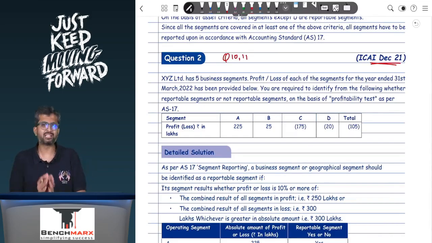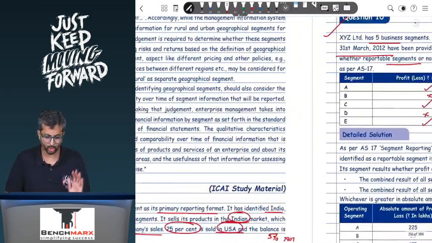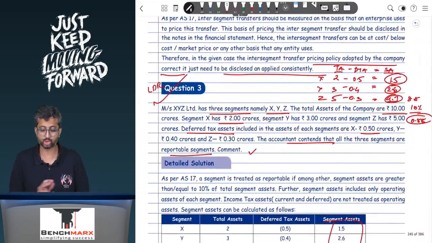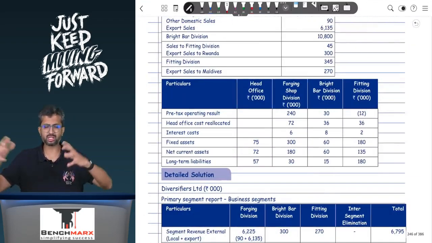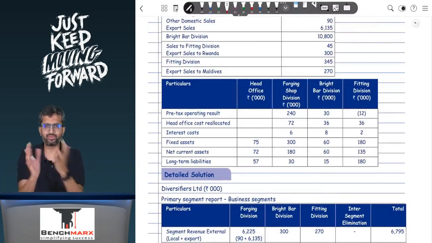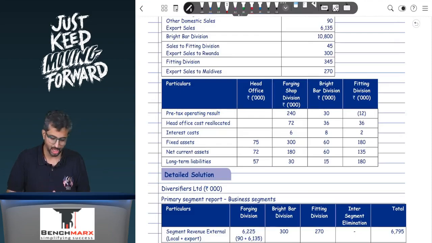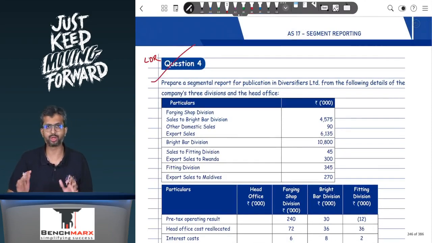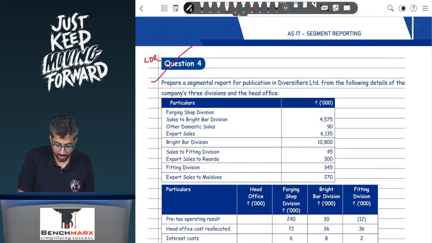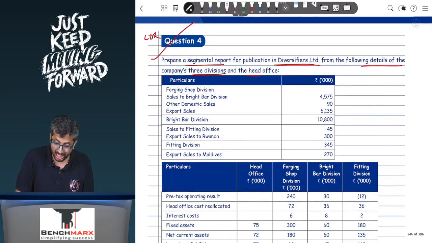Now, the only thing that is remaining after this is that one question, question number 4, just in case the institute asks you to prepare a detailed segment report. So over here, you will have to just cull out the data and prepare a segment report based on the available information. So let us try to review question number 4 for preparation of segment report. Prepare a segment report for publication in Diversifiers Limited for the following details of the company's 3 divisions and the head office. ICAI has assumed that the head office over here is unallocable.